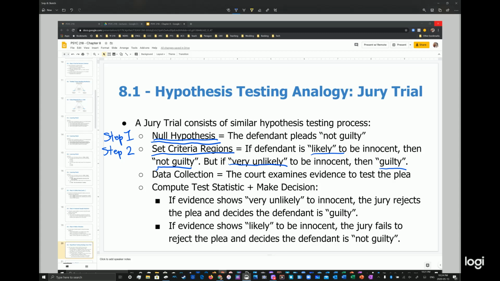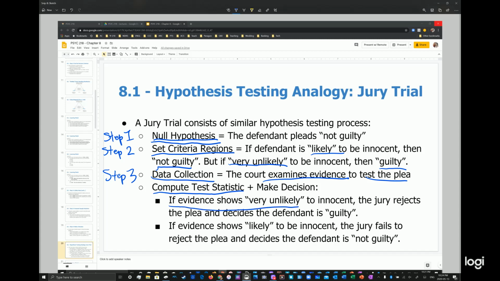The jury would decide the rules before they collect the data, before they go to court and look at the evidence. So the data collection bit here would be like going to court. They have lawyers and they have witnesses. They give the evidence. And so the court then looks at the evidence and tests that plea. And so they compute the test statistic. Here they go, okay, look at the evidence. Does that evidence show the defendant is likely to be innocent or unlikely to be innocent? And then they decide at that point.